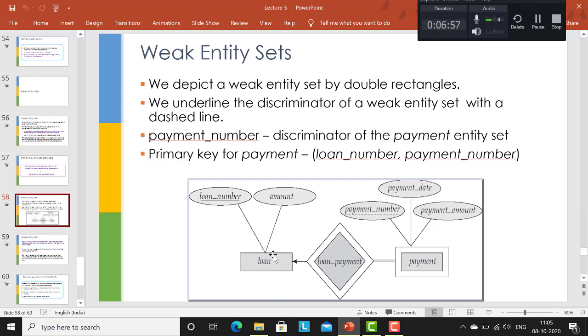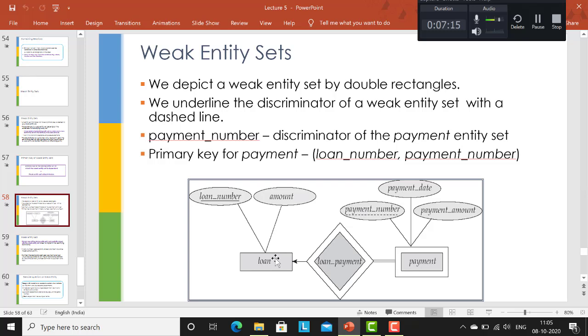So over here, loan is a strong entity. That means it can exist by itself, right? So it will have a primary key. In this case, the loan number is the primary key. That means given a loan number, I can identify all the loan parameters of that loan.